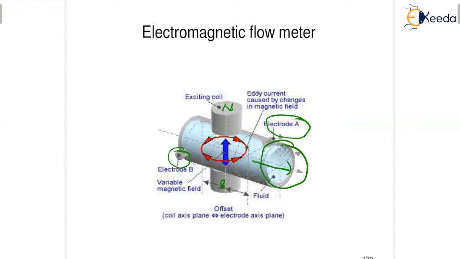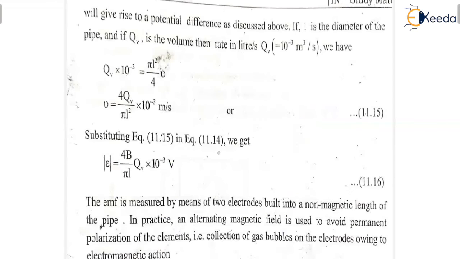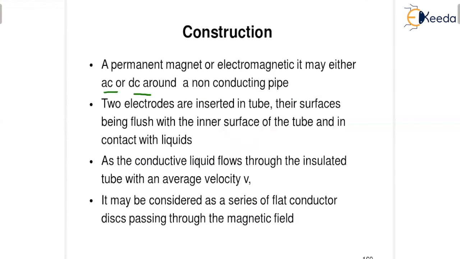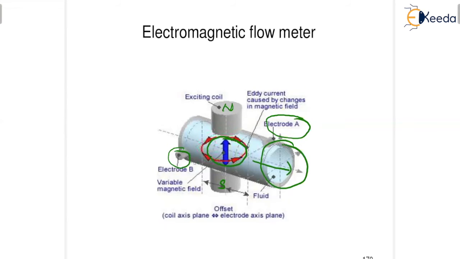Then what happens? See, because of the eddy currents, it causes changes in the magnetic field. That's the reason I have explained this concept over here. So what I have explained is a permanent magnet or electromagnet. It may be AC or DC grounded, or two electrodes are inserted in the tube, with their surfaces being flush with the inner surface of the tube, in contact with the liquids.